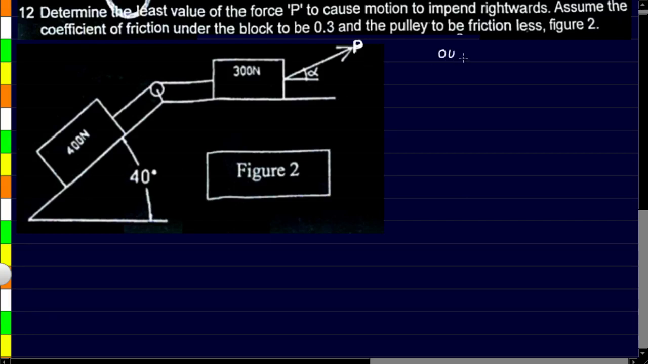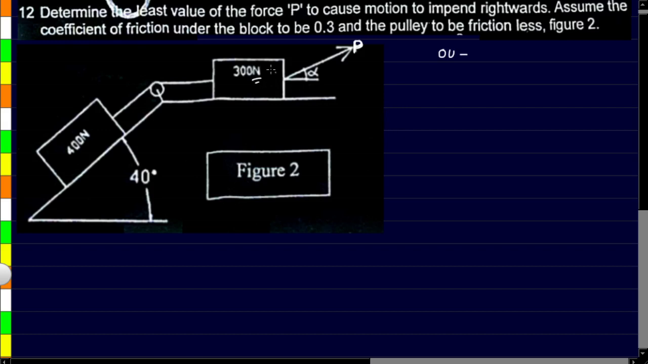In this video we'll be taking up this particular problem which appeared for OU students this year. Two blocks have been given to us, one block being 400 newtons, the other being 300 newtons. They are connected by a cord like this passing over a frictionless pulley, and a force of P has been applied at an angle alpha on the 300 newton block, and we have been asked to find out the minimum force P that will cause the motion of these blocks to move towards right.